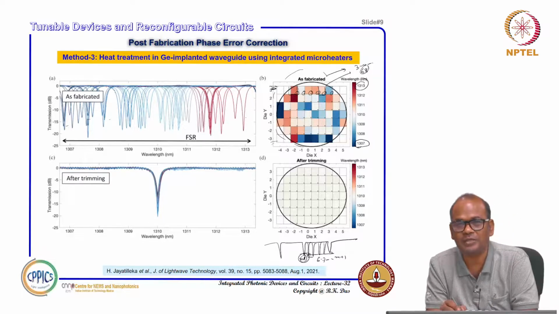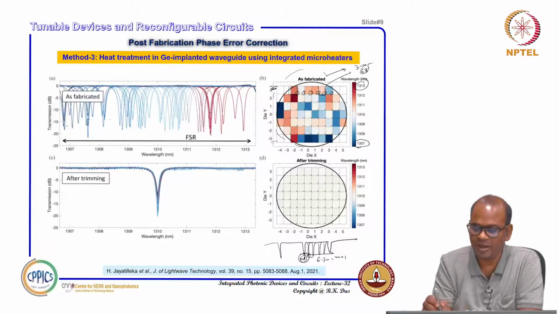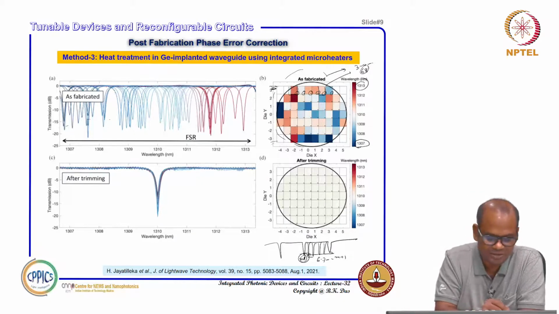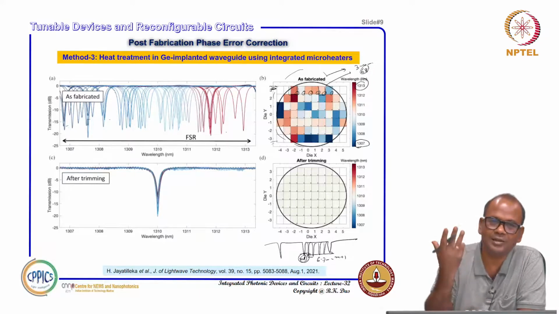So this is the as-fabricated foundry result. If you just use it, you see all the micro ring resonators, across all 68 dies, are just everywhere, all around. So your yield is gone.